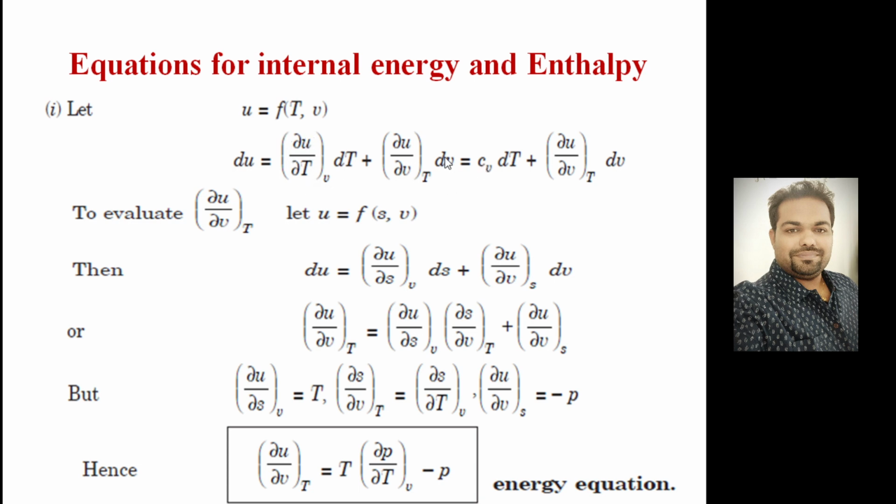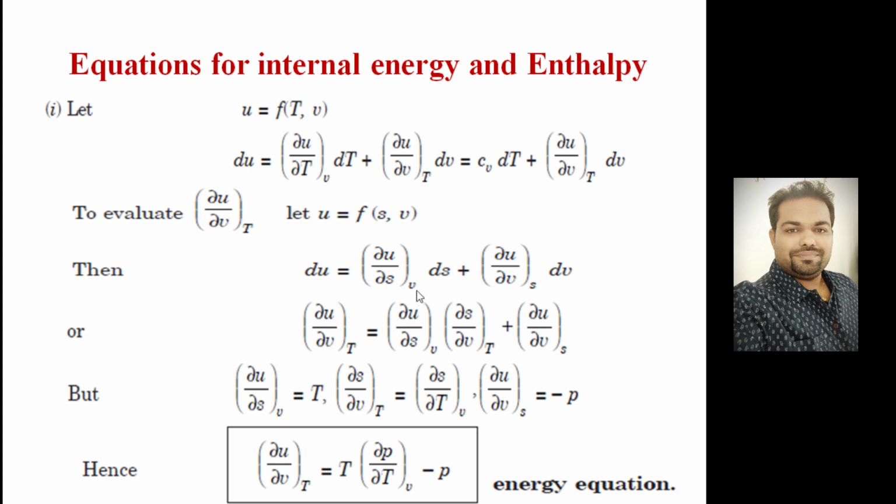You substitute here. This value is unknown and needs to be calculated. So the second assumption we made is that u is a function of entropy and specific volume. So we can write du is equal to ∂u/∂s at v ds plus ∂u/∂v at s dv. Now you divide throughout by dv because I need this term, ∂u/∂v. So this term is as it is, and this becomes ∂s/∂v at T plus ∂u/∂s, right? This as it is, and dv cancels out.